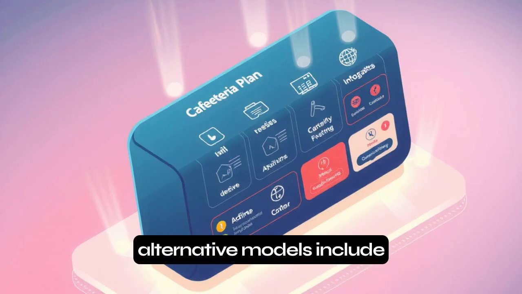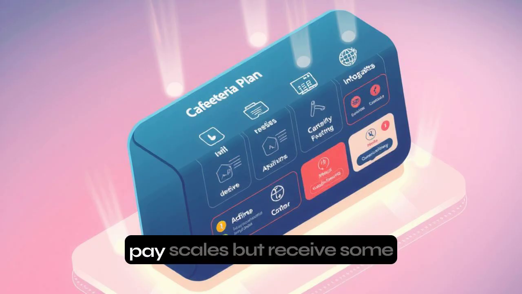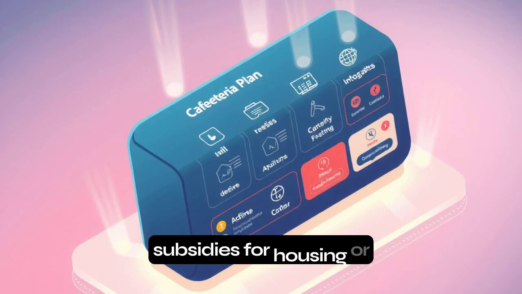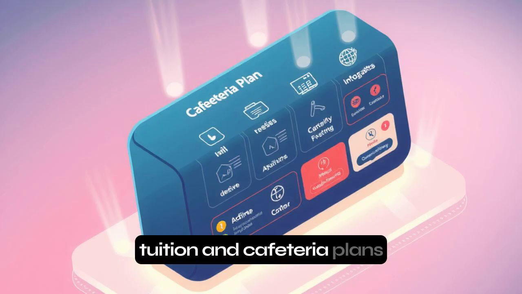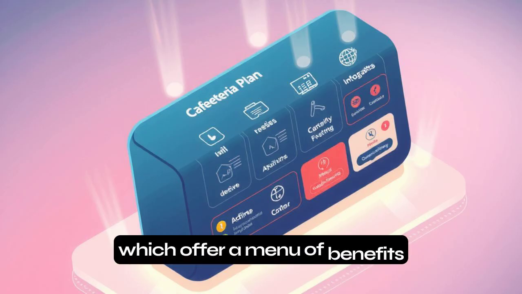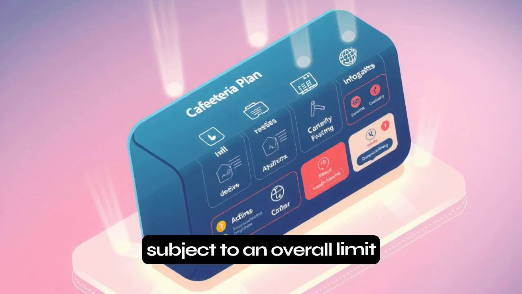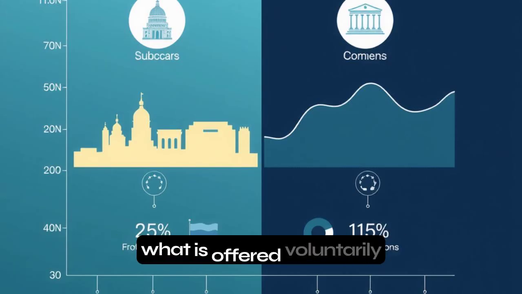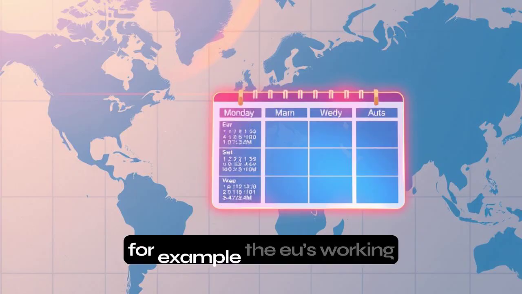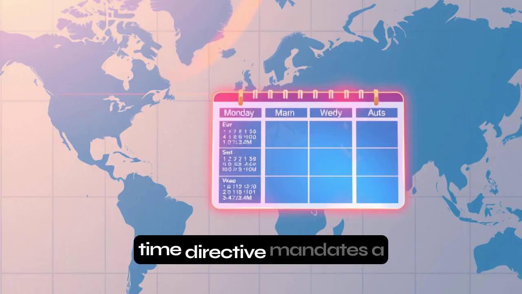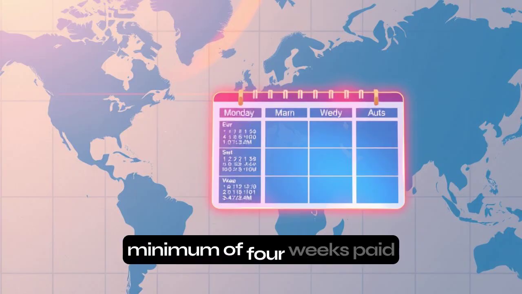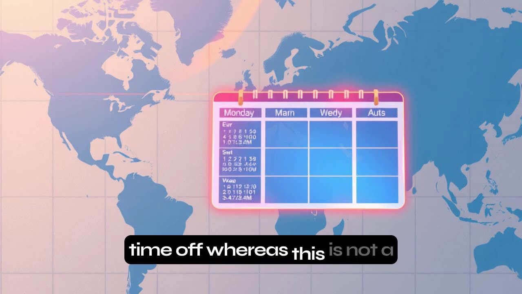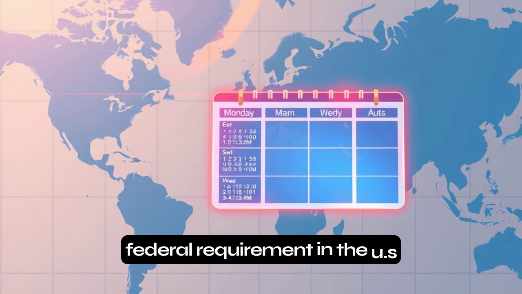Alternative models include localization, or local plus, where assignees move to local pay scales but receive some subsidies for housing or tuition, and cafeteria plans, which offer a menu of benefits subject to an overall limit. Global benefits are highly influenced by what is government-provided or government-mandated versus what is offered voluntarily. For example, the EU's Working Time Directive mandates a minimum of 4 weeks paid time off, whereas this is not a federal requirement in the US.